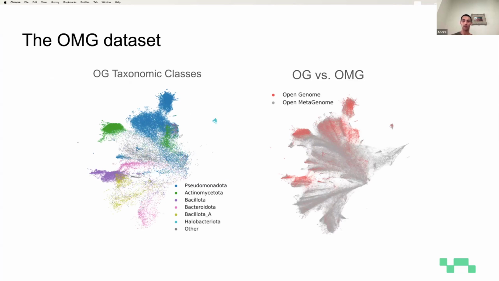What we did here is we visualized through UMAP the full data set, or actually a subset of the data set. We embed the data set and display using UMAP. Then we can overlay the colors of the taxonomies for the Open Genome data set, which we have. And on the right, we show the overlay of the Open MetaGenome data set versus Open Genome. Visually, you can see significantly higher diversity, which looks promising.